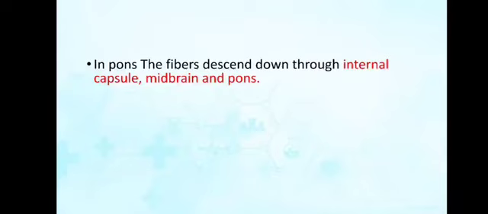The fibers descend through the internal capsule, midbrain and pons, which means the course of the pathway reaches from the corona radiata to the internal capsule, then pons and medulla. While descending through the pons, the fibers are divided into different bundles by nuclei of the pons. At the lower border of the pons, the fibers are grouped once again into a compact bundle and then descend down into the medulla oblongata.